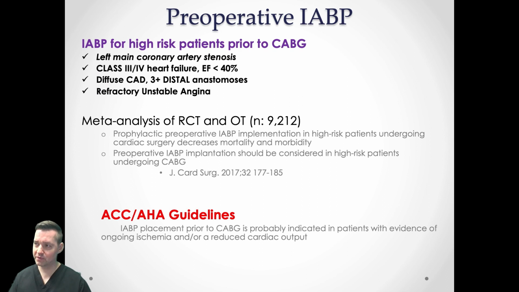You'll see patients come with preoperative intra-aortic balloon pumps. So they'll put a balloon pump in during surgery, as it has been shown to improve survival in high-risk patients undergoing CABG, right? So patients with left main coronary artery stenosis, it's an indication. With class 3-4 heart failure and low EF, it's an indication. For diffuse coronary disease requiring 3+ distal anastomoses, support with an intra-aortic balloon pump shows a reduction in mortality, and for patients with refractory unstable angina.